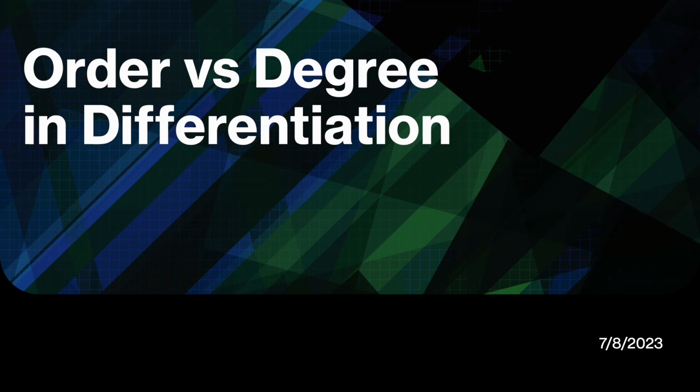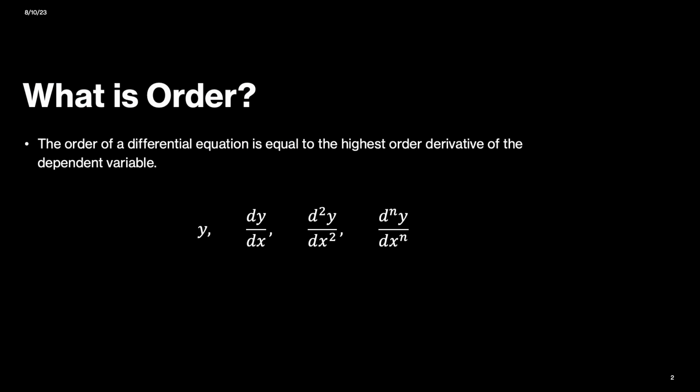Order versus degree in differentiation. What is order? The order of a differential equation is equal to the highest order derivative of the dependent variable. So here we have y, which would be zero order, dy dx, first order, d squared y over dx squared, which is second order, and then after that we have the nth order.